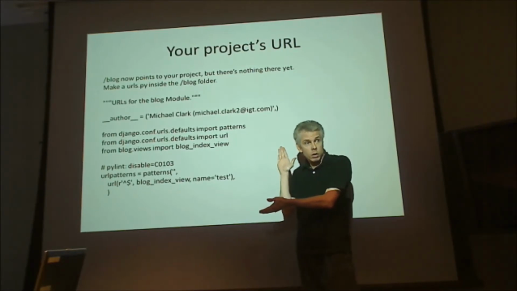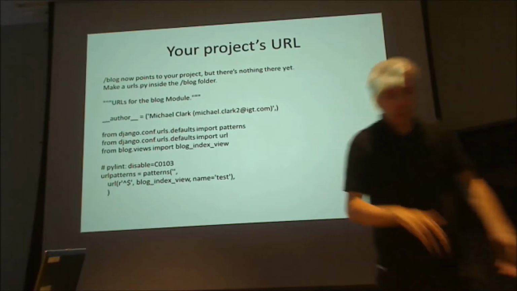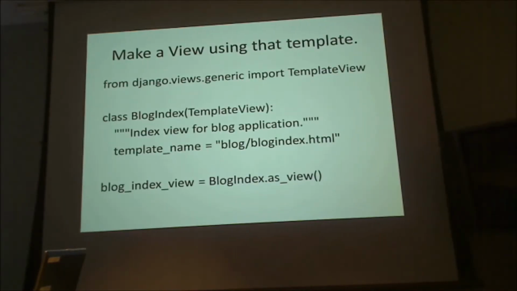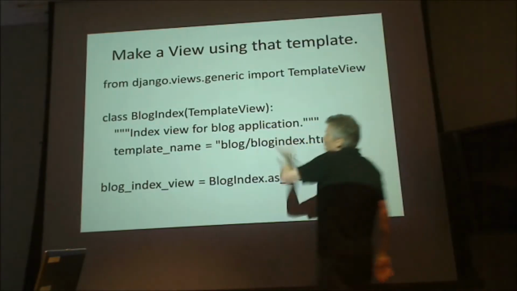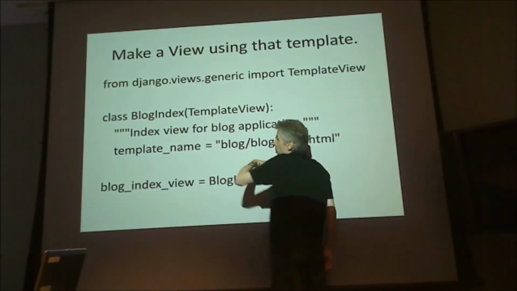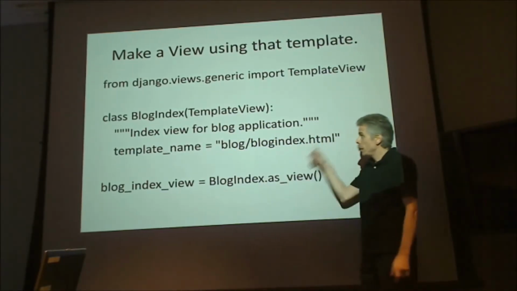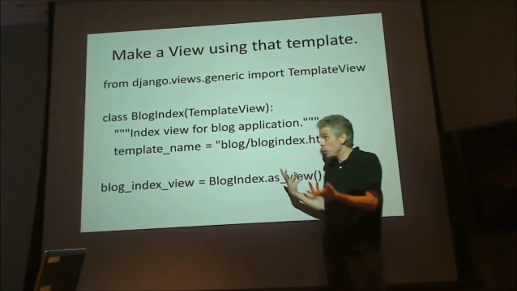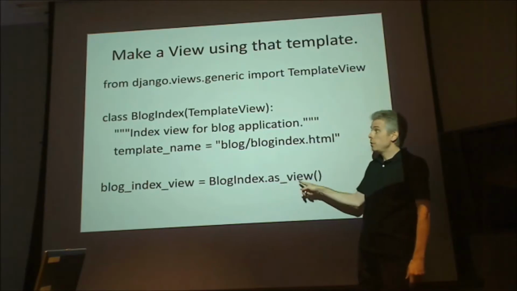How we doing? A little bit of nodding. I think we're doing okay. So this class contains everything you need in order to produce a web page. Now we give it a template as that web page, and it produces it as a view.